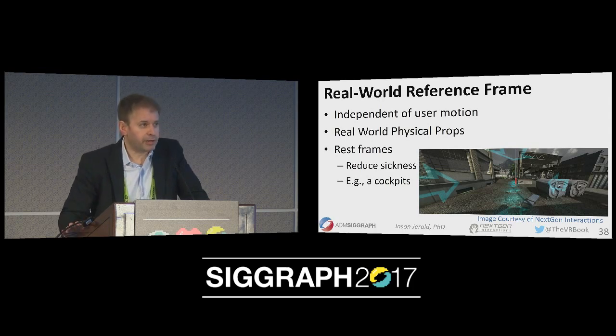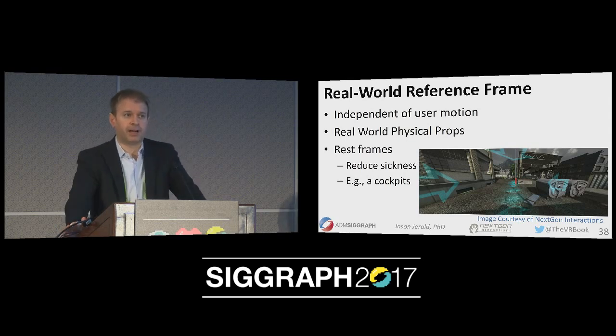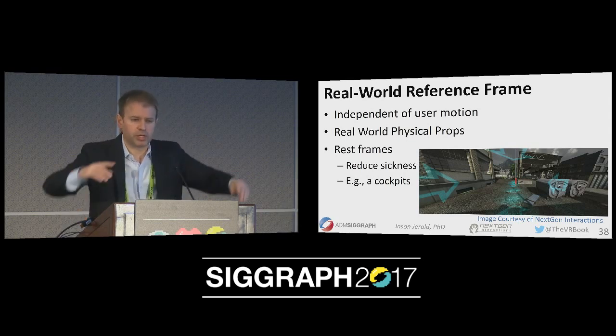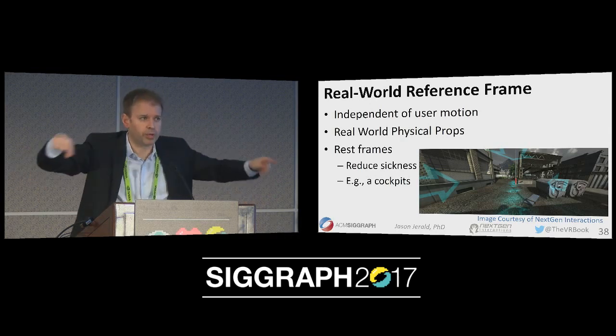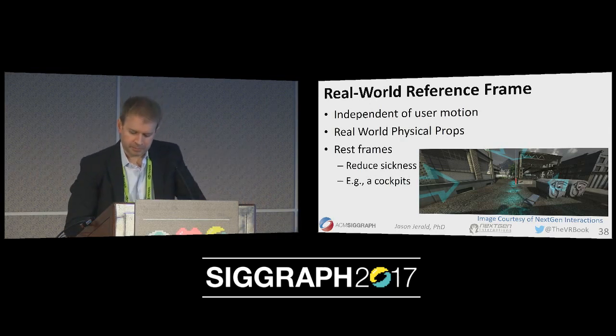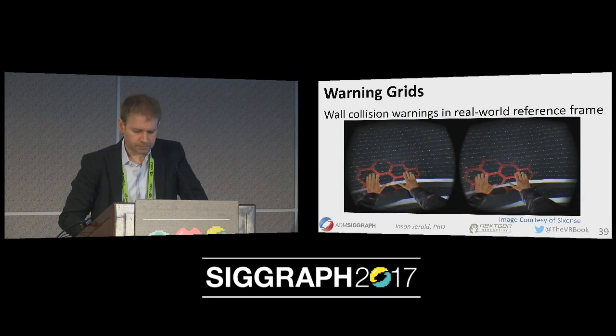And also the rest frames I talked about, the cockpit example, that's sort of in the real-world reference frame, right? If I move forward, I get closer to the windshield. It's as if there was a physical real-world cockpit around me. And so that can really result in that dramatic reduction of motion sickness.